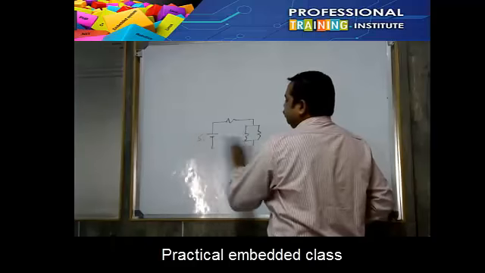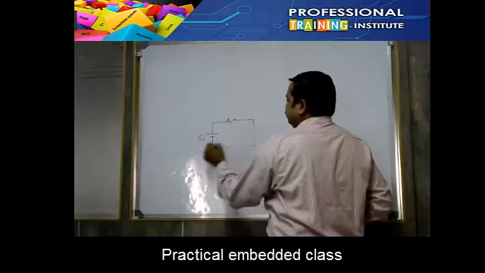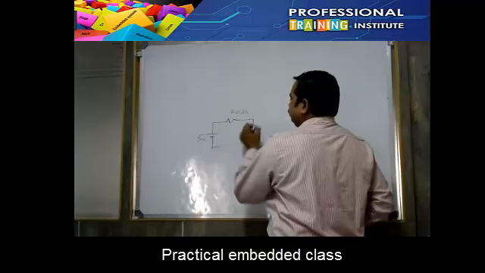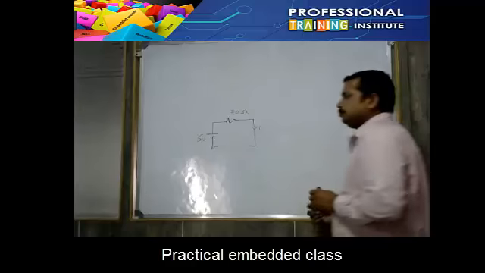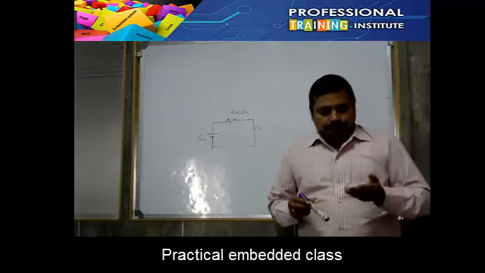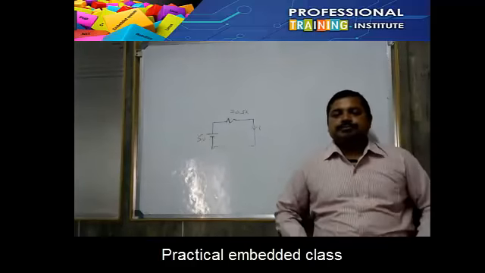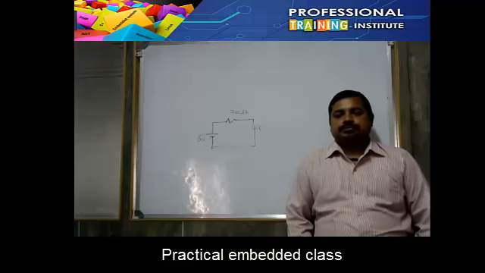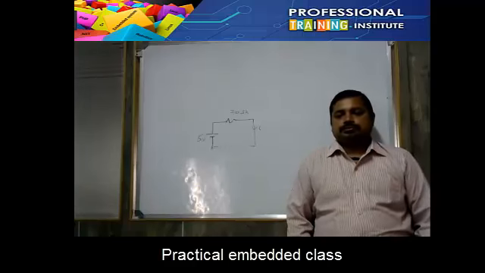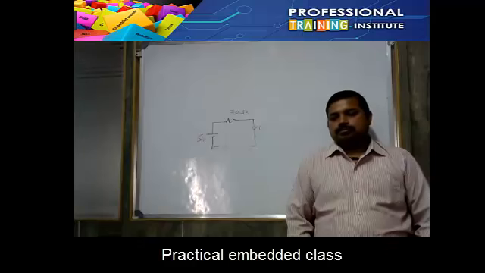Consider it is 5 volt. It's 20 ohm. Find out the current. Make the diagram.